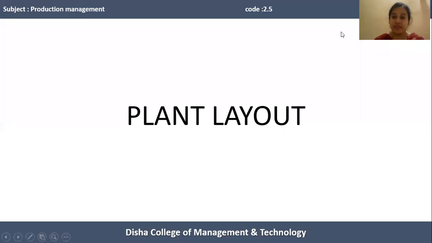Good morning, students. Today I will discuss another topic of plant layout, that is factors influencing plant layout and its principles. Before starting today's concept, let me remind you what is plant layout.